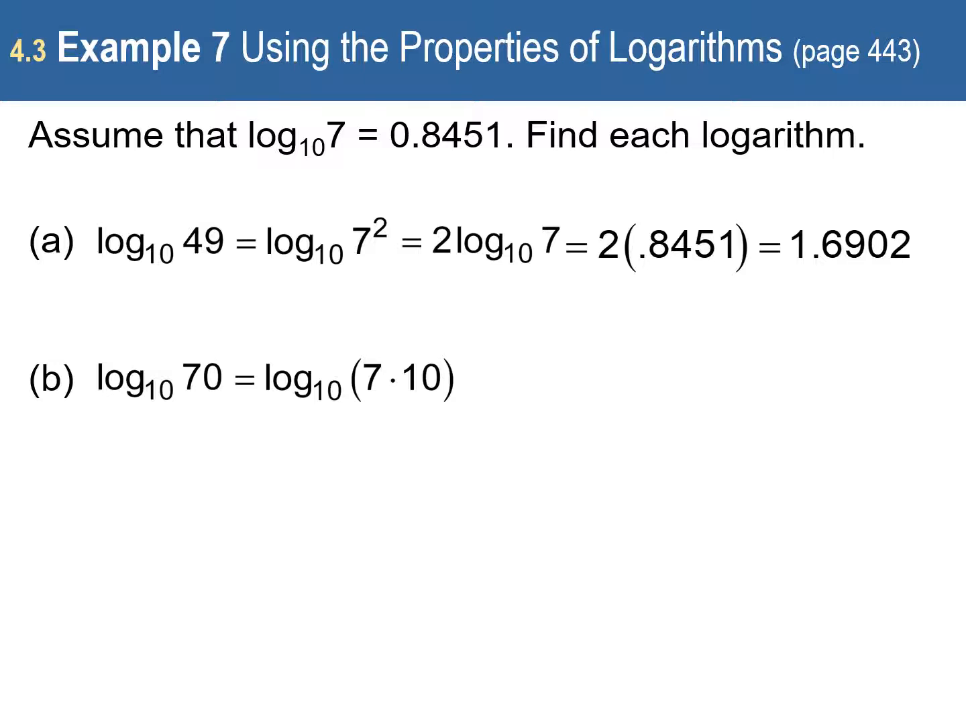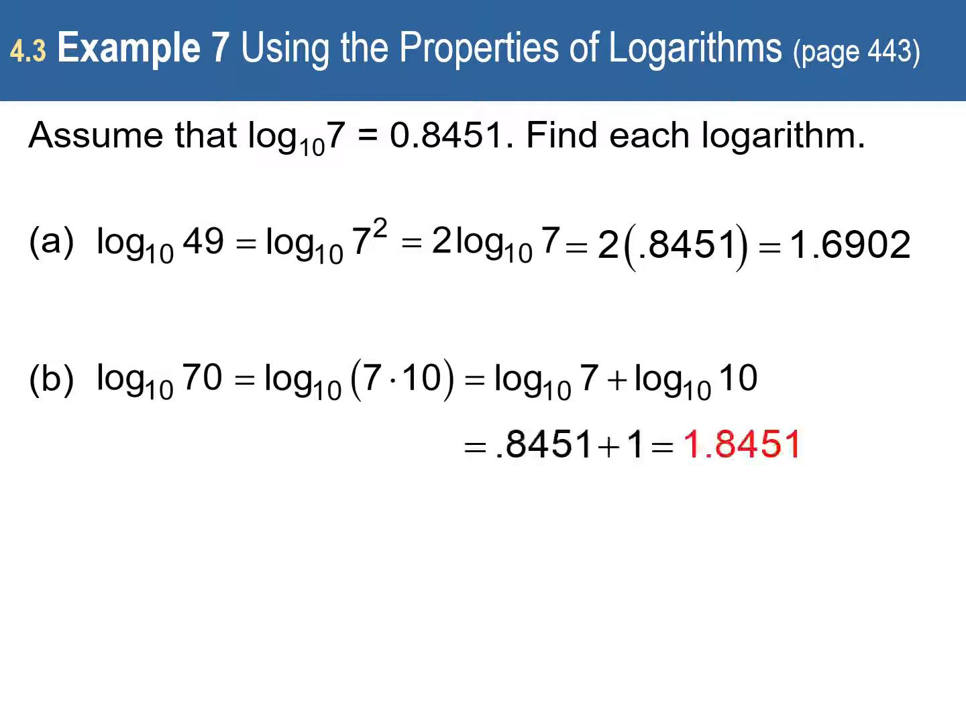So what about log base 10 of 70? Well, that's log base 10 of 7 times 10, which is log base 10 of 7 plus log base 10 of 10. Log base 10 of 7 is 0.8451, but you remember log base 10 of 10 is 1. So it's 1.8451.